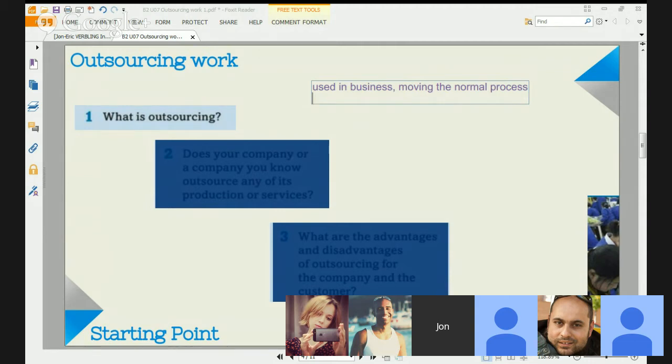Where do we move the normal process to? To third people or to third person. Third party. Daniel, third party. Okay. Third party means not the company, not me, but someone else, a third party. And we use that all the time, that expression. Use it, move it to a third party. I agree. That's exactly right.